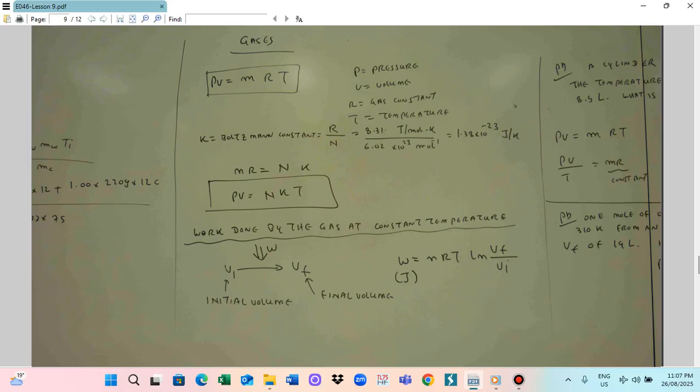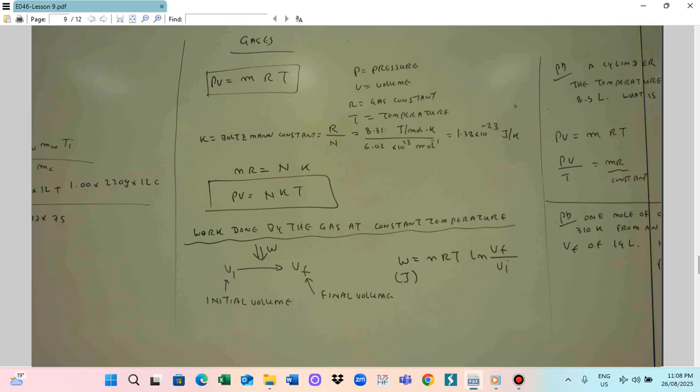So this is K, the Boltzmann constant. The Boltzmann constant can be calculated as R divided by N. So R is 8.31 joules per mole Kelvin, divided by N, which is 6.02 into 10 power 23 per mole. So this gives 1.38 into 10 power minus 23 joules per Kelvin. So K can be calculated by this equation.